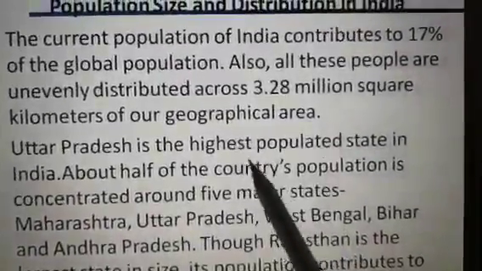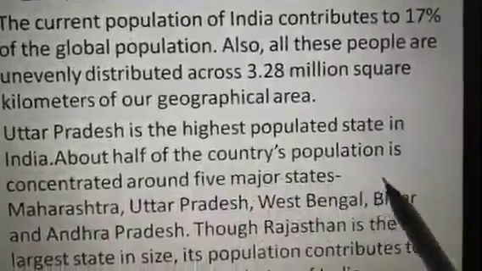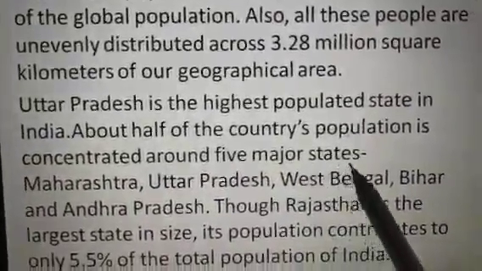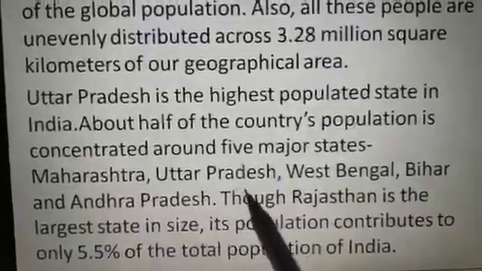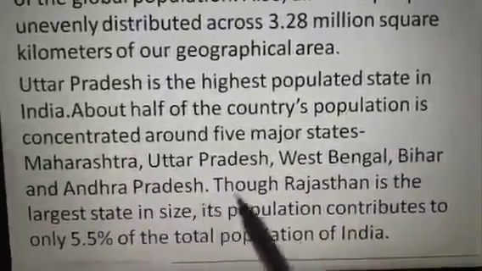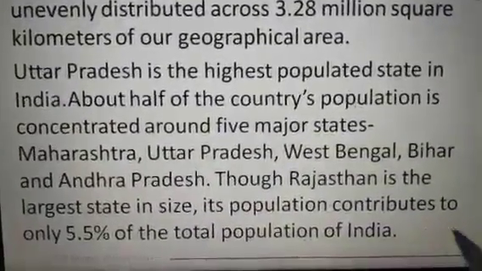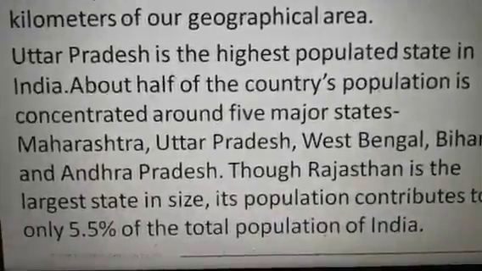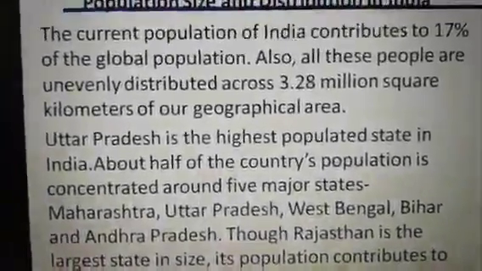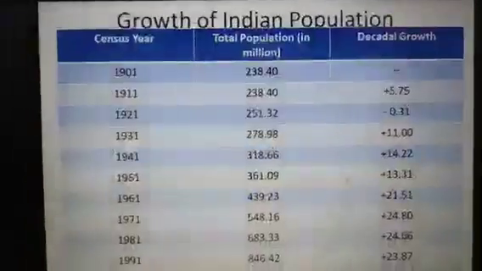Uttar Pradesh is the highest populated state in India. About half of the country's population is concentrated in only 5 major states: Maharashtra, Uttar Pradesh, West Bengal, Bihar and Andhra Pradesh. Though Rajasthan is the largest state in size, its population contributes to only 5.5% of the total population of India. So this data shows the distribution of the population in India also.